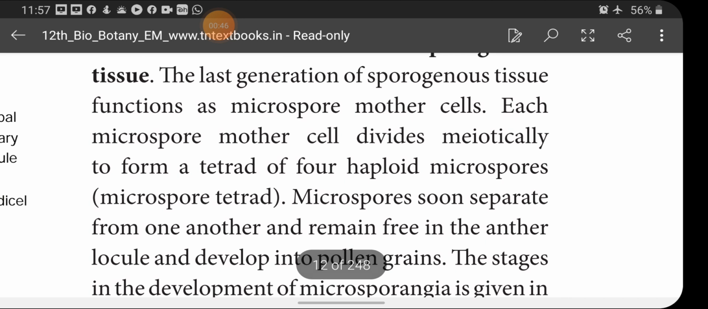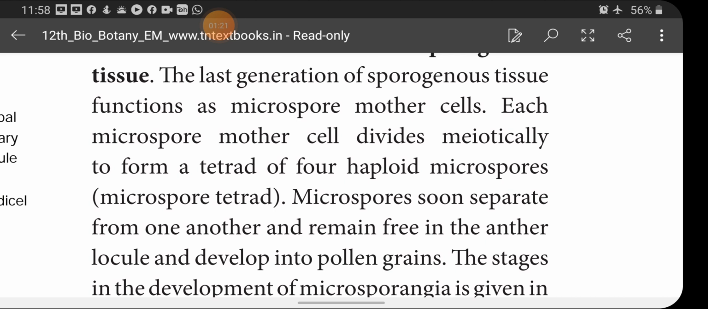Each microspore mother cell divides meiotically. The last generation of sporogenous tissue functions as the microspore mother cell, that we know very well. Then what about this microspore mother cell? It divides meiotically and produces 4 haploid microspores, that is a tetrad of 4 haploid microspores. That means 4 haploid microspores together form a tetrad.